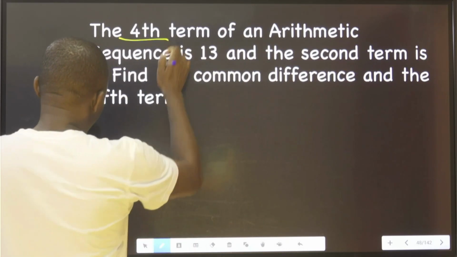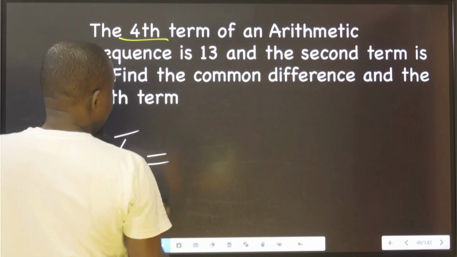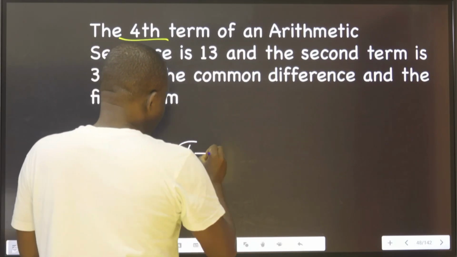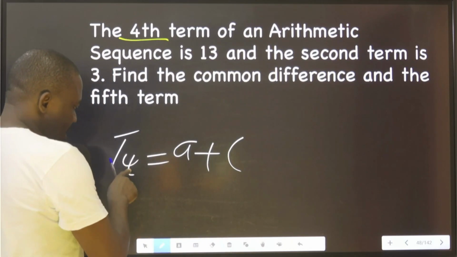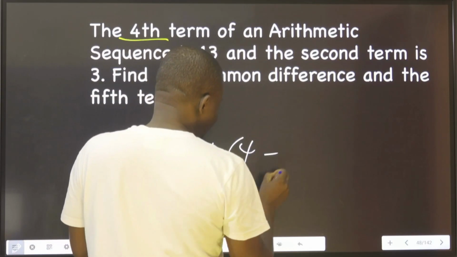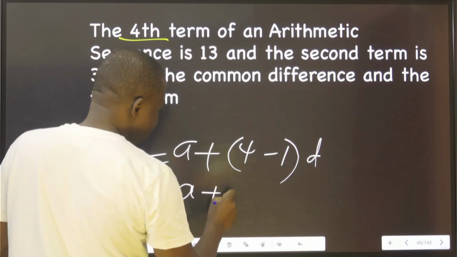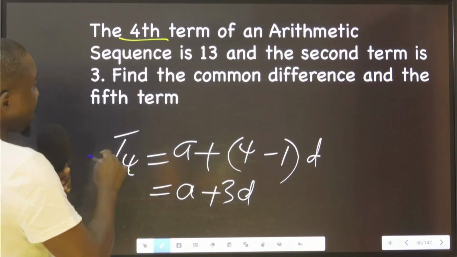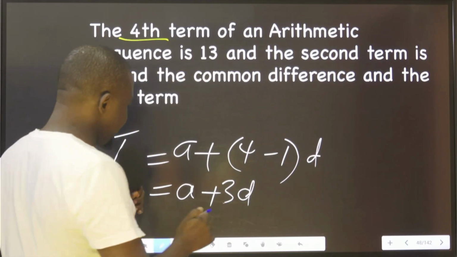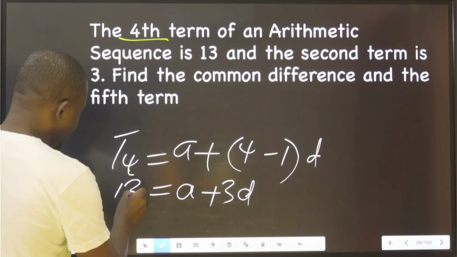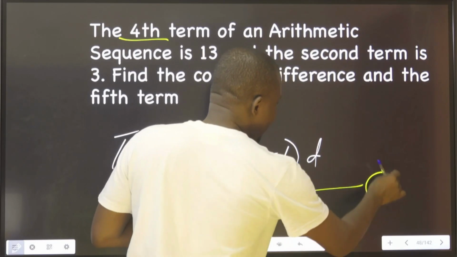The first one said the fourth term. Because it's an AP, we use this formula: a plus n minus 1 d. And this is 4. In place of n, I put 4. Then I put d, which is a plus 3d. And we are told that it's 13. So this is 13, okay? We're going to call it equation 1.